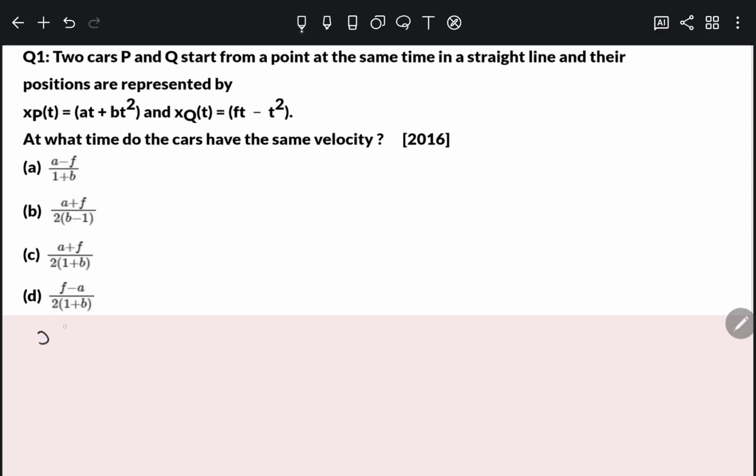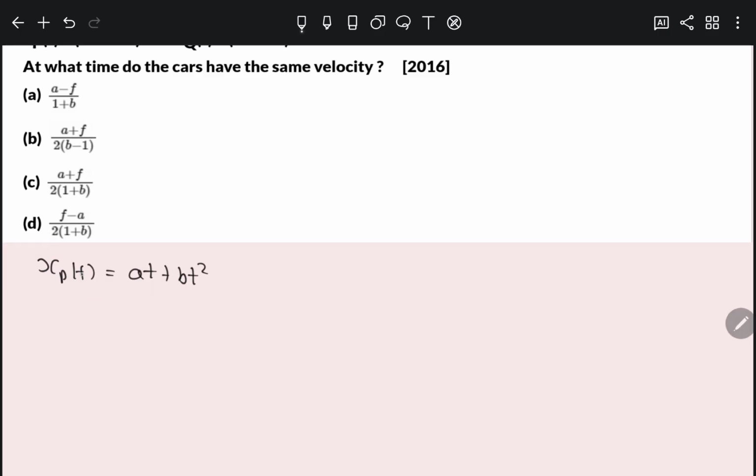So first, we have to do differentiation. xp(t) is equal to at plus bt square. In this question, what they are saying is at which time both have the same velocity. So we differentiate the first equation and get velocity. For the second equation, we again differentiate and get velocity, and we equate them, since their velocities become the same. Then from equating them, we get the value of time, right? So I show you, right?